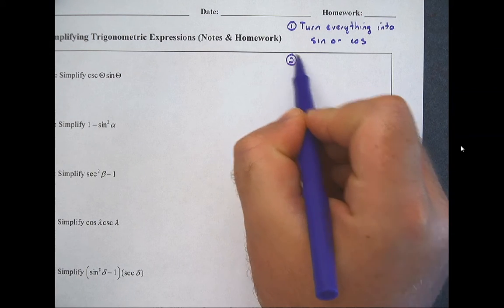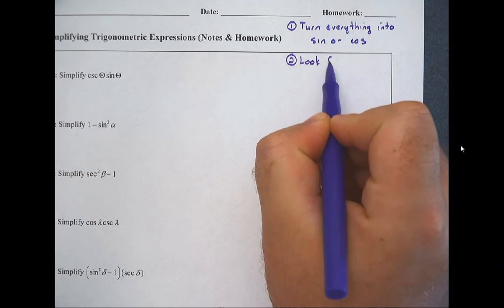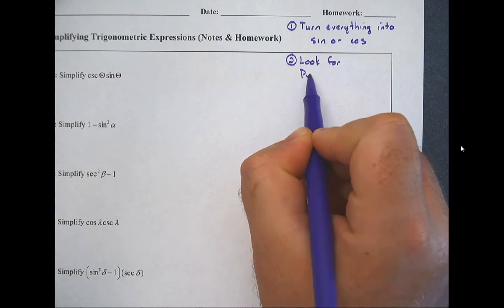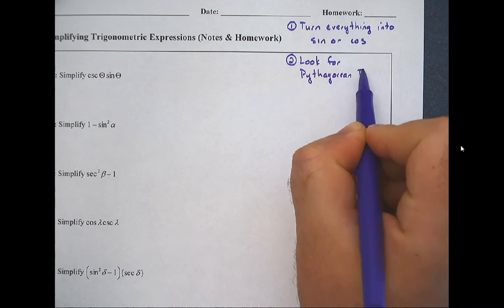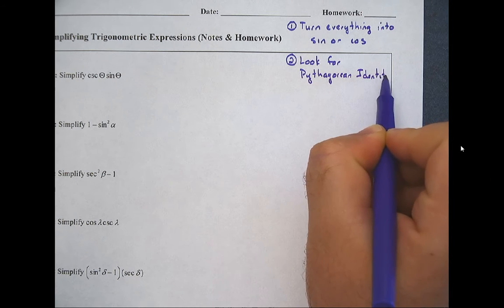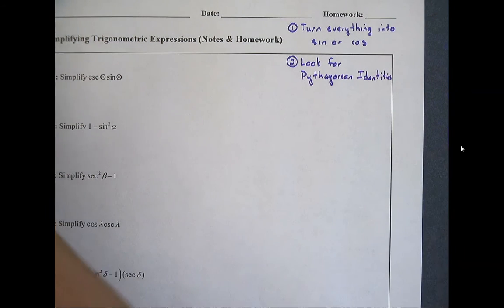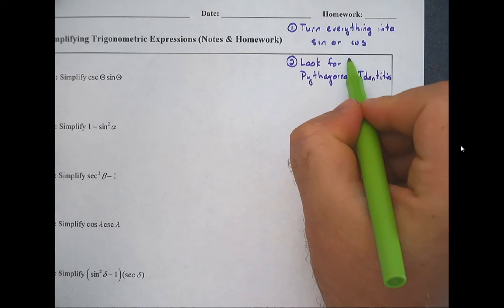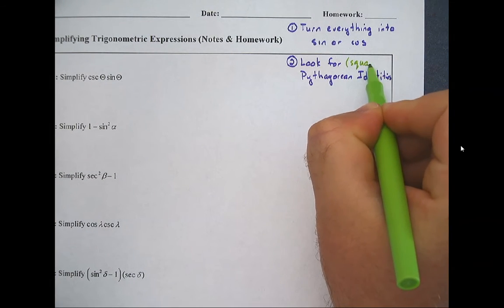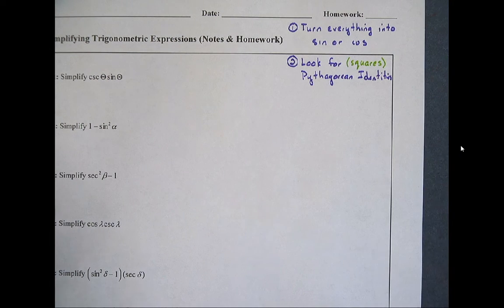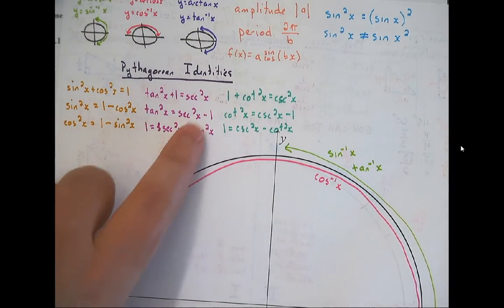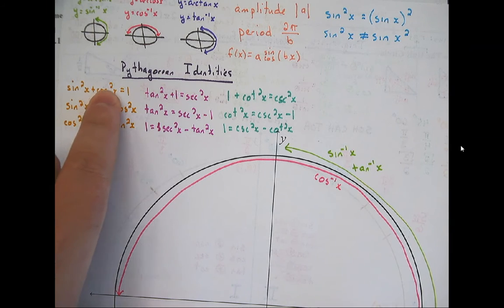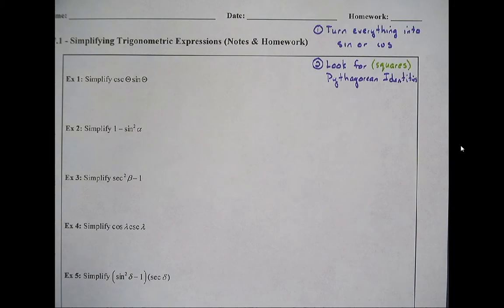Number 2, look for Pythagorean identities. Now, what that really means is you look for squares. So if you see something with a squared on it, you're probably going to apply one of these identities. Doesn't mean you're guaranteed to, but you probably will, because all these things have squares on them. So that's usually a hint.